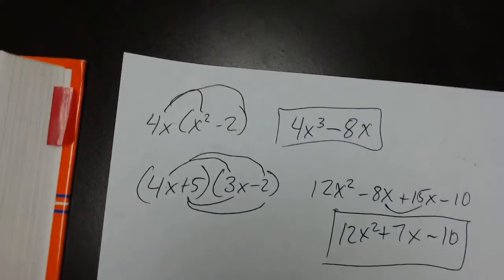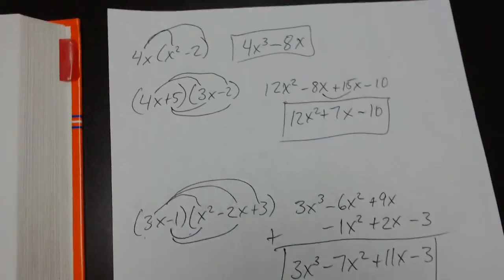And so that's multiplication of polynomials. We're just using the distributive property, but with more than one term.